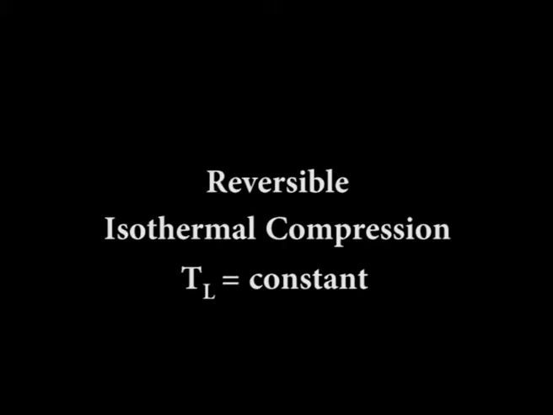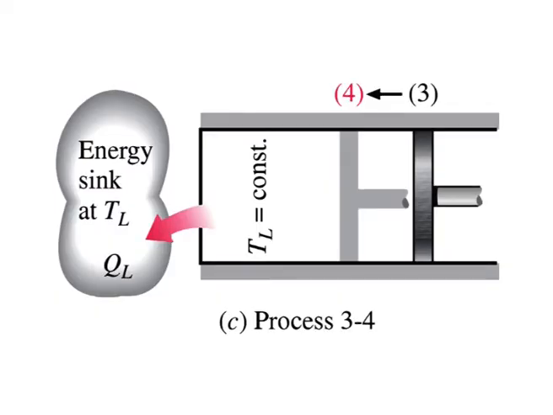Reversible isothermal compression at TL equal to constant. At state 3, the insulation at the cylinder head is removed and the cylinder is brought into contact with the sink at temperature TL. Now, the piston is pushed inward by an external force, doing work on the gas.